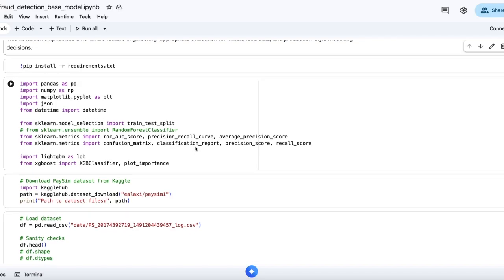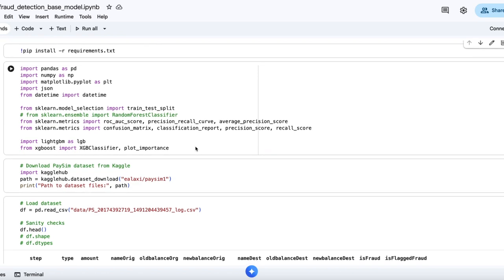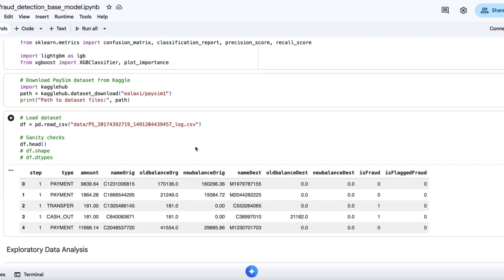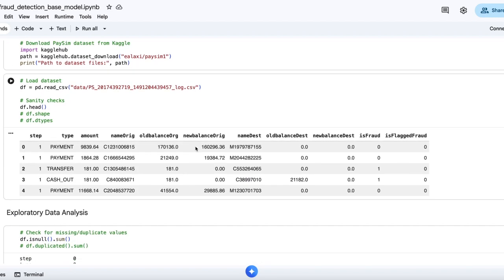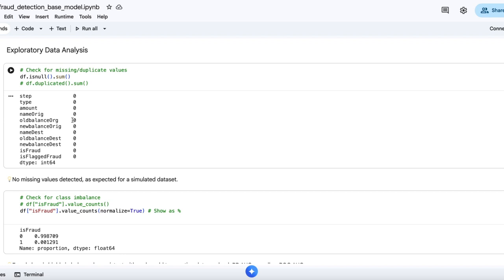I downloaded the dataset from Kaggle, loaded it into a data frame, and did some basic sanity checks, such as previewing the head, checking the shape and data types. I did some light exploratory analysis. The goal here is to make sure the data is clean enough and to inform modeling choices. There's no need to over-clean simulated data, and we're not trying to uncover new business insights or create beautiful charts. So I just checked for missing data. There was none, as expected for a simulated dataset.